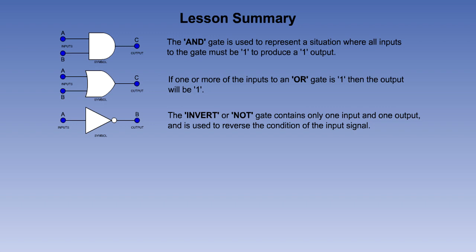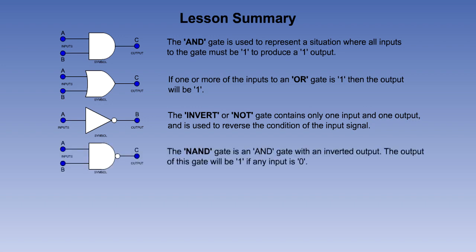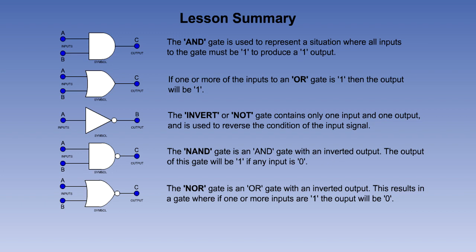The invert or NOT gate contains only one input and one output, and is used to reverse the condition of the input signal. The NOT AND or NAND gate is an AND gate with an inverted output. The output of this gate will be 1 if any input is 0. The NOT OR or NOR gate is an OR gate with an inverted output. This results in a gate where if one or more inputs are 1, the output will be 0.